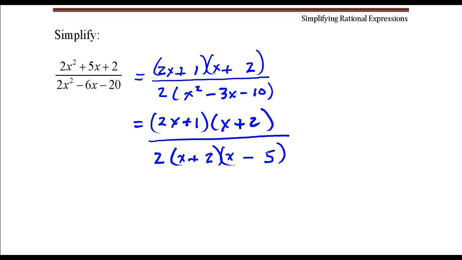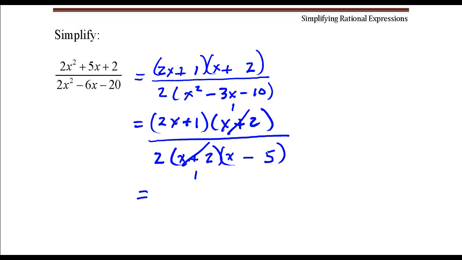Okay, so we factor the numerator and the denominator of this rational expression, and the next thing we're going to do is divide out factors that are common to both numerator and denominator. And in this case, the only factor that's common to both numerator and denominator is x plus 2, and we'll go ahead and divide those out.